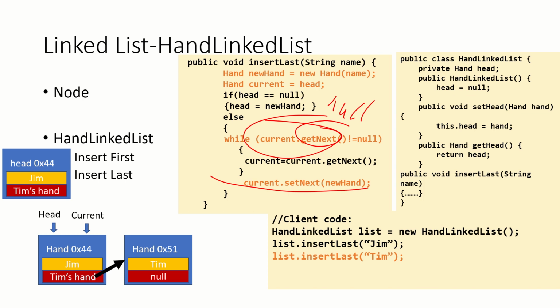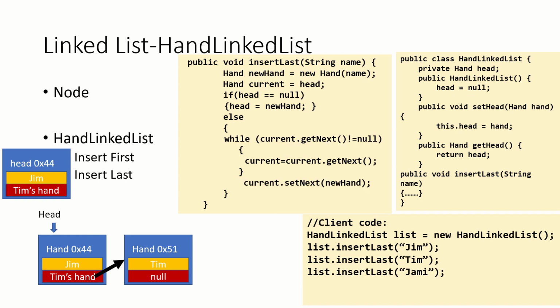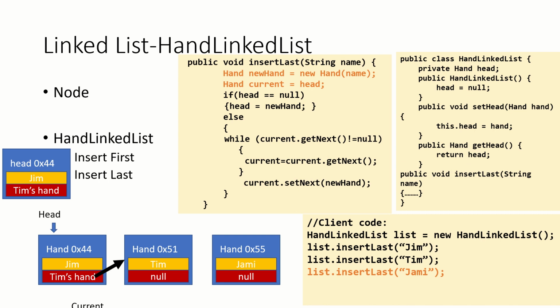Right? Look at this one. Then we link them together. And Tim as the last, right? One more line. We want to add Jamie as the last. Create a new one. And current as a head. So head is Jane, right?